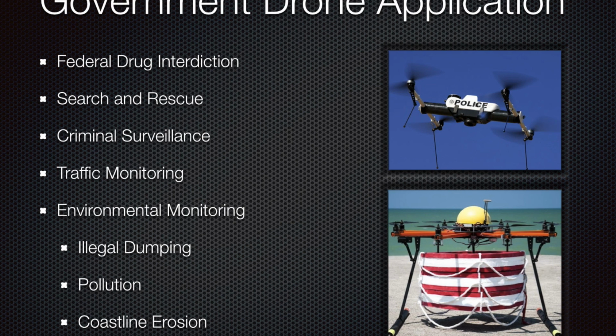In the area of state and local government, and even federal government, we see federal drug interdiction, search and rescue, which we have down here on the right-hand side. We have criminal surveillance, traffic monitoring type capabilities, and then environmental monitoring for illegal dumping, pollution, and coastline erosion.